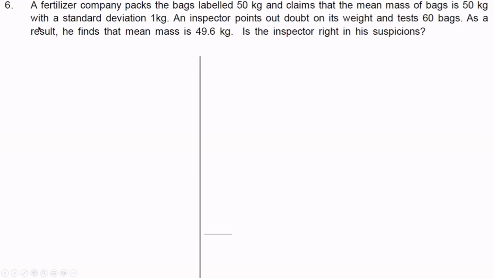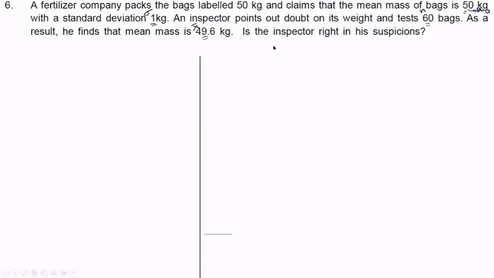So here we can see that a fertilizer company packs bags labeled 50 kg and claims that the mean mass of the bags is 50 kg and the standard deviation is 1 kg. So this is the population mean mu naught, and this is the population standard deviation sigma. An inspector points out doubt on its weight and he tests 60 bags. He finds that the mean mass is 49.6 kg. So this is the sample mean x bar and this is the sample size n.